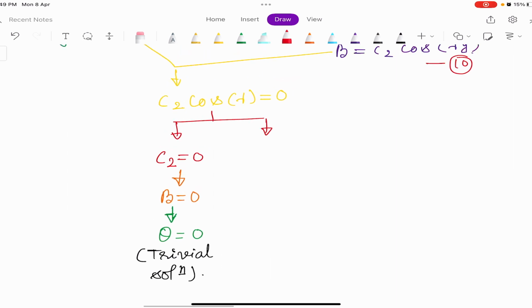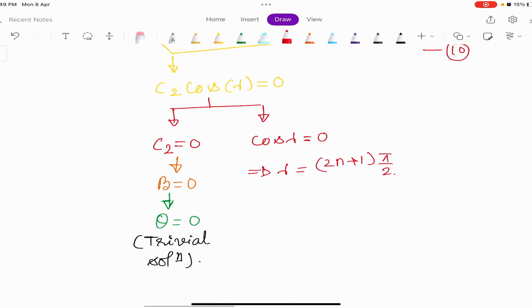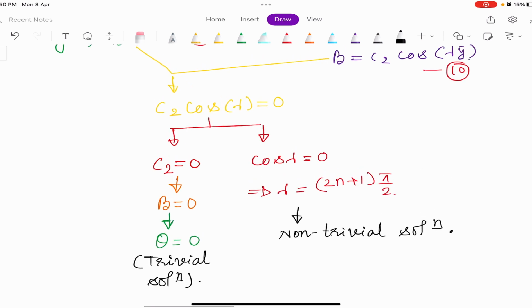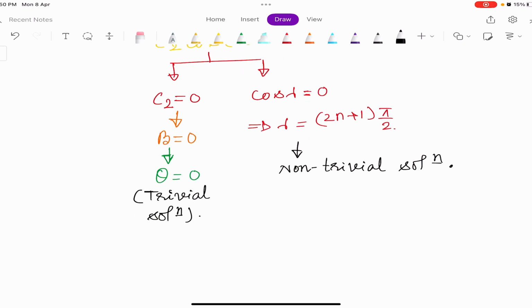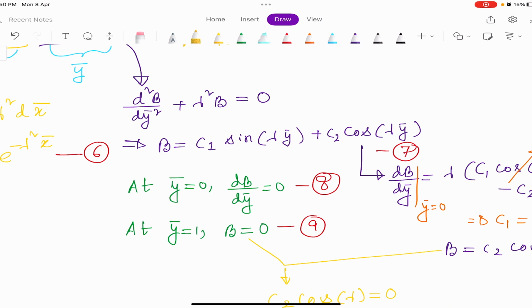So another solution is what? Another solution is cos of lambda is equal to 0. So this lambda is an odd multiple of pi by 2, right? This is the solution that will give us the non-trivial one. And this lambda is known as the eigenvalues. So these types of equations are the eigenvalue problem for differential equations.